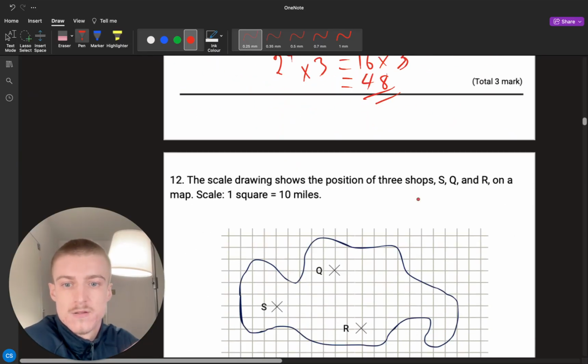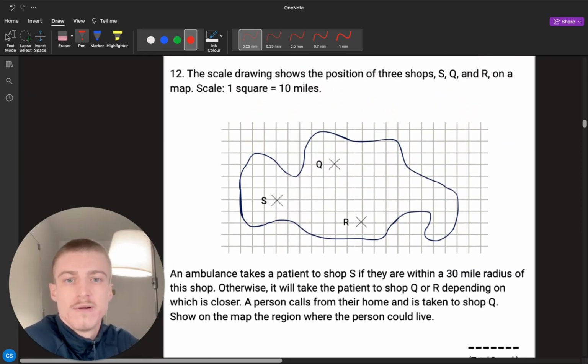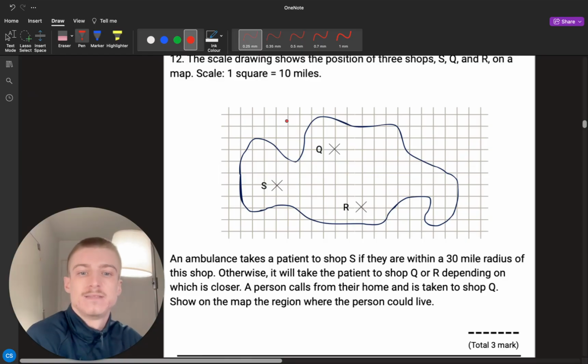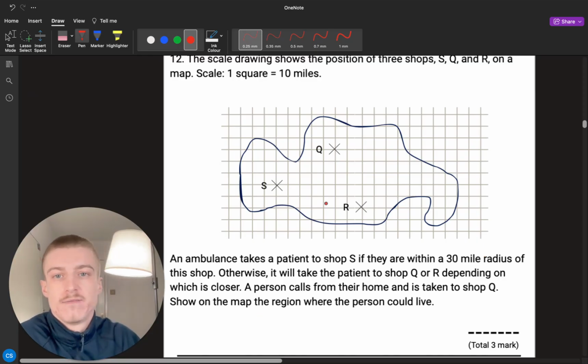Fantastic. Okay. Question 12, what have we got here? The scale drawing shows the position of 3 shops, S, Q and R, on a map. The scale is 1 square is 10 miles. Okay, so an ambulance takes a patient to shop S if they are within a 30-mile radius of this shop. Otherwise, it will take the patient to shop Q or R, depending on which is closer. A person calls from their home and is taken to shop Q. Show on the map the region where the person could live.